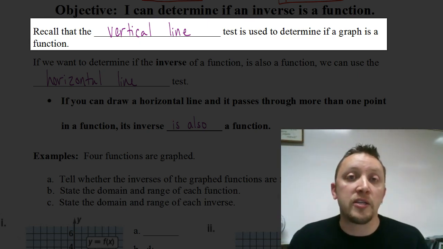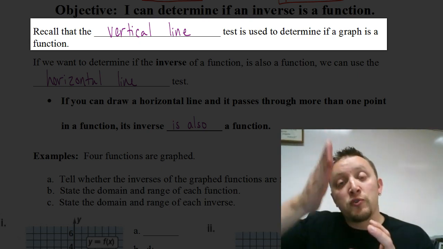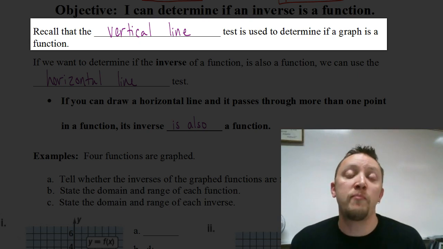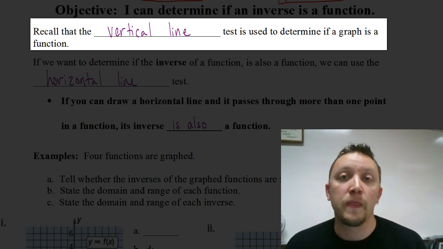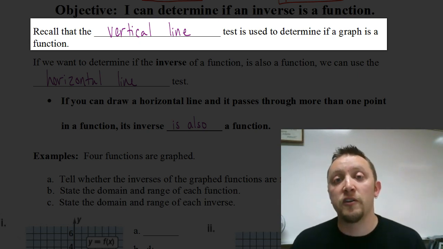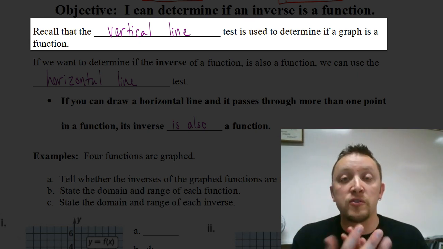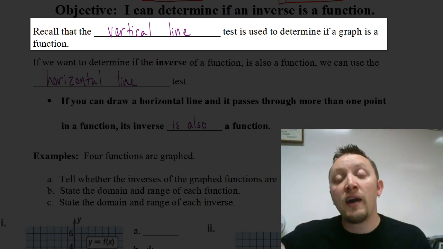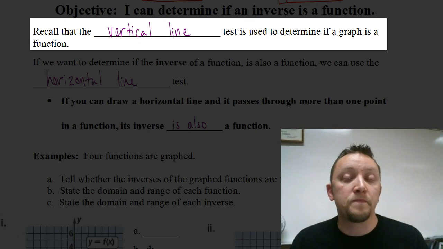Remember the vertical line test: if I'm looking at a graph and I draw a vertical line anywhere in that graph and it passes through just one point, I know that graph represents a function. Now, if I wanted to find out if the inverse was a function, one way I could go about doing that would be to graph the inverse. Remember we talked about that in the previous video. We said that if you reflect a graph over the line y equals x, you'd get its inverse.